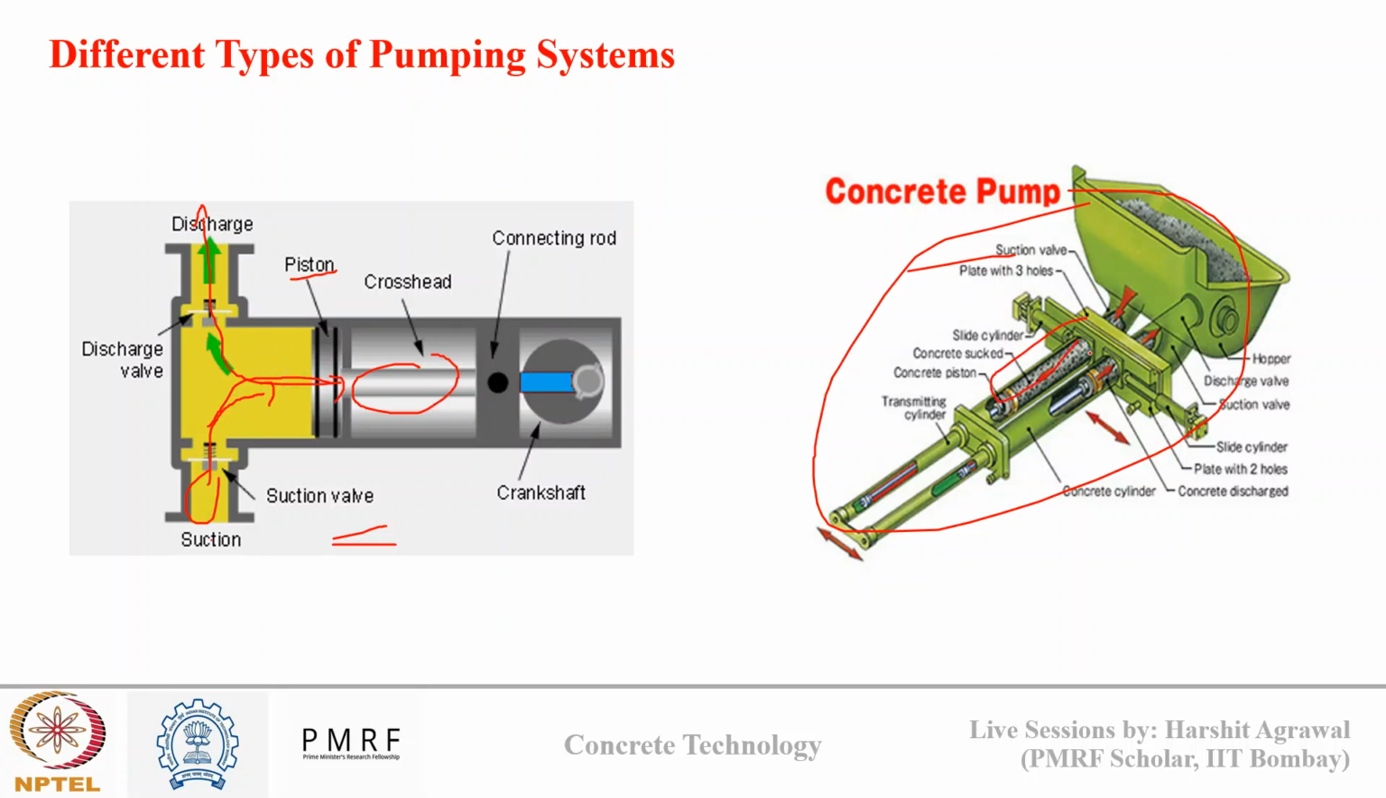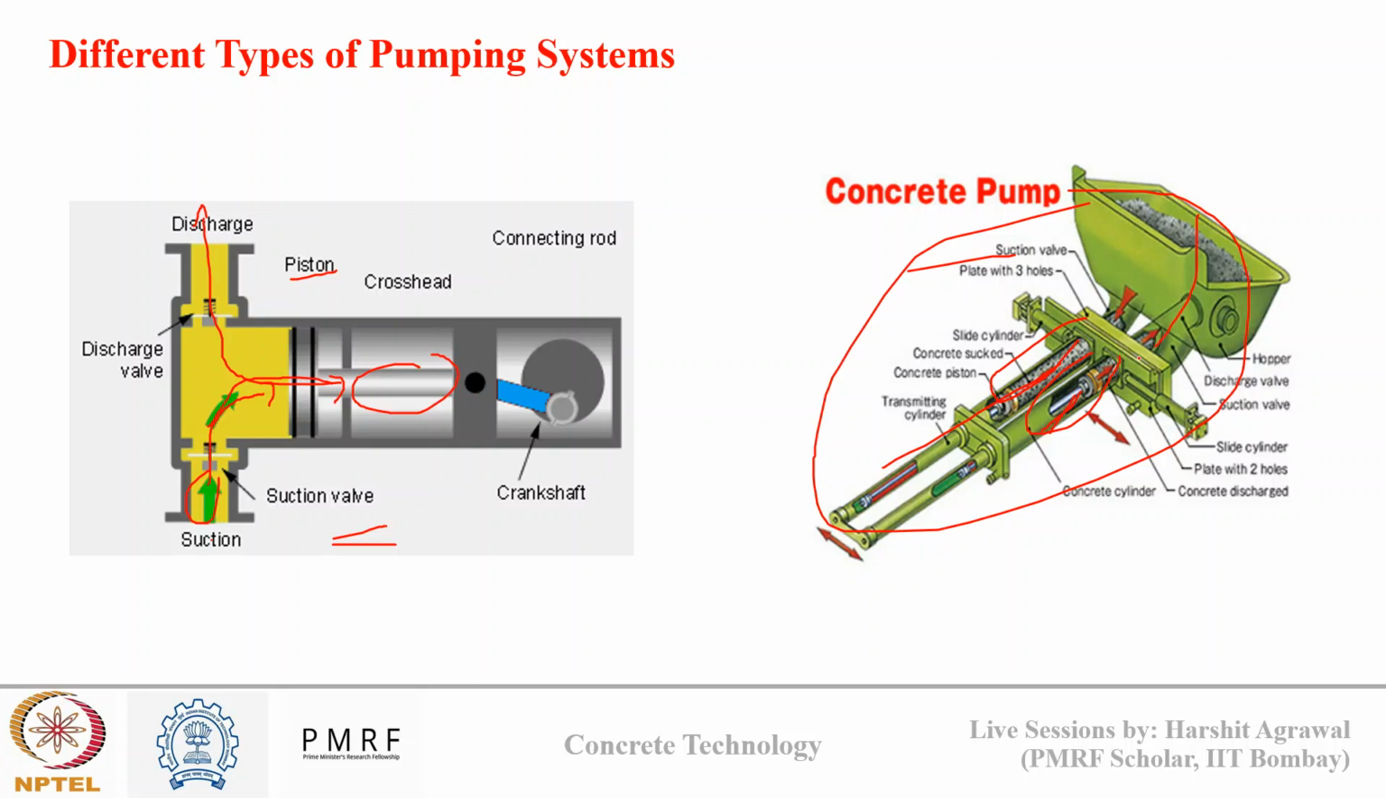So here you can see there are two pistons, which ensures better control and efficiency, which allows for higher pressure and longer pumping distance. Also, it can be effective. So in the drawing you can see there are two walls which work together. One is sucking and one is discharging the concrete.